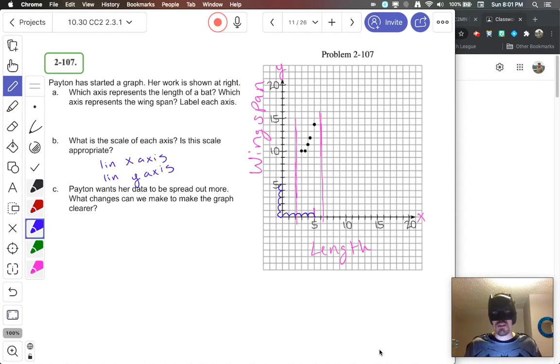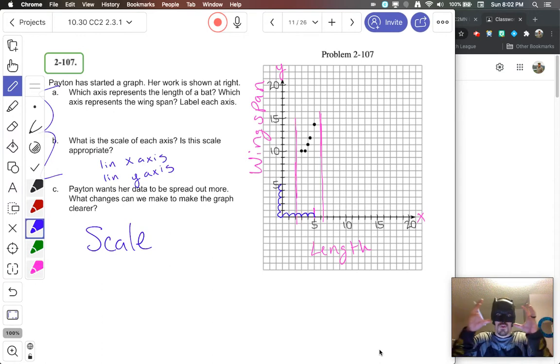So, some things that I'm thinking, especially since all of these questions are about the axis and the scale on the axis, the thing that we're going to change is the scale. All right. When you change the scale, which is how much each jump represents, that's going to either spread out or condense the data that is being represented.